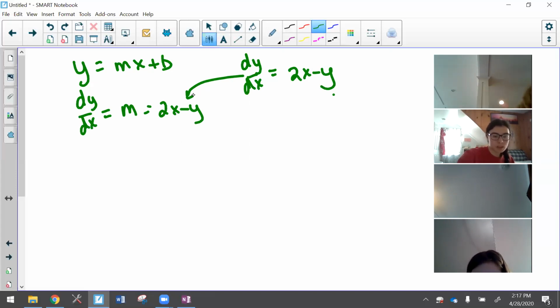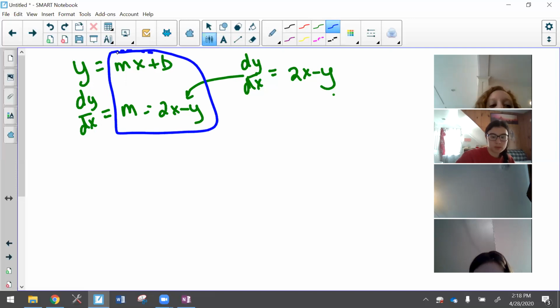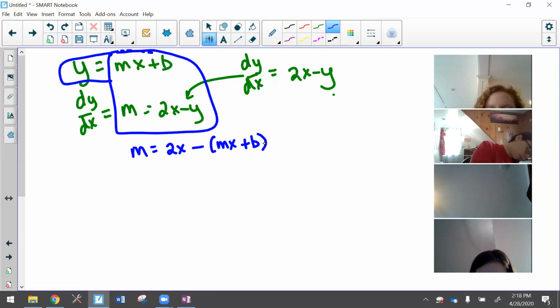So you can do this a bunch of different ways, but effectively what I have are 2 equations and 2 unknowns. I'm going to substitute in for y. So I've got m is equal to 2x minus mx plus b. And if I bring everything over to the other side, I've got 0 is equal to 2x minus mx, when I brought it over, minus b from when I get rid of my parentheses.